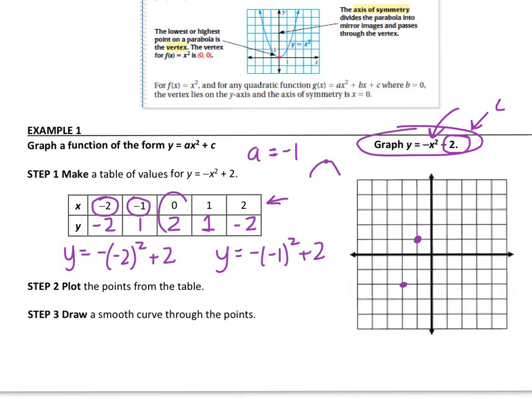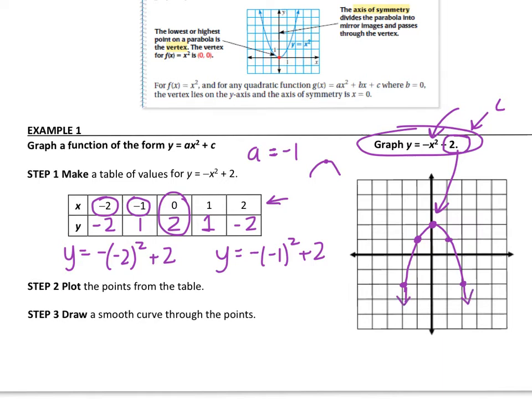So when x is 0, as we already realized, our y-axis would be crossed at +2. Remember, our c value is where the graph is going to hit the y-axis. And then we know for sure that we have a point here, and also at (2, -2), because we can see that the y-axis is our axis of symmetry.